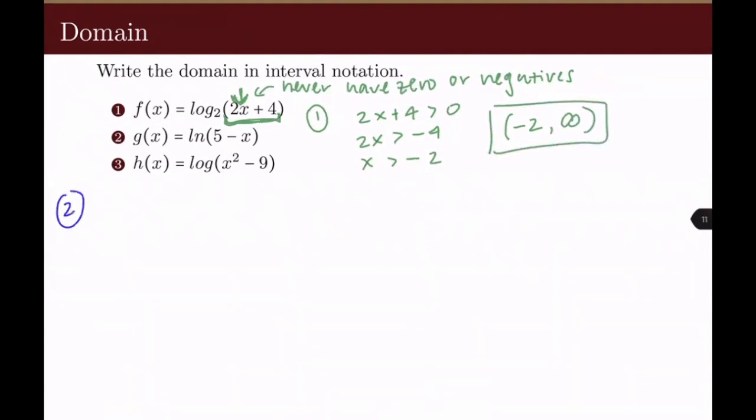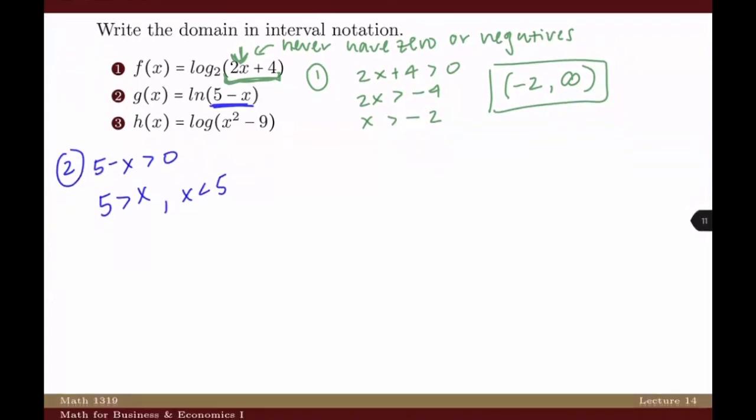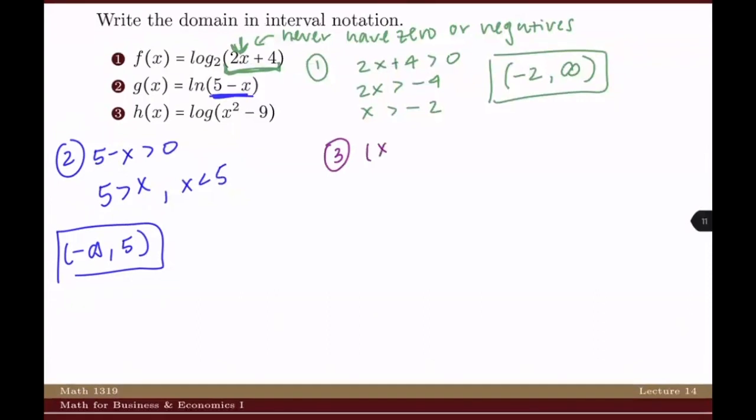For number 2, same concept. Anything inside of the natural log still must be bigger than 0. So we have 5 minus x is greater than 0. If you add x, that means x has to be less than 5. Strictly less than. You can rewrite it this way too if you prefer looking at it that way, but you're saying the same thing. So this is just saying that we can have anything from -infinity all the way up to 5, but not including 5. All right? And lastly, number 3, we'll have x squared minus 9 has to be bigger than 0.